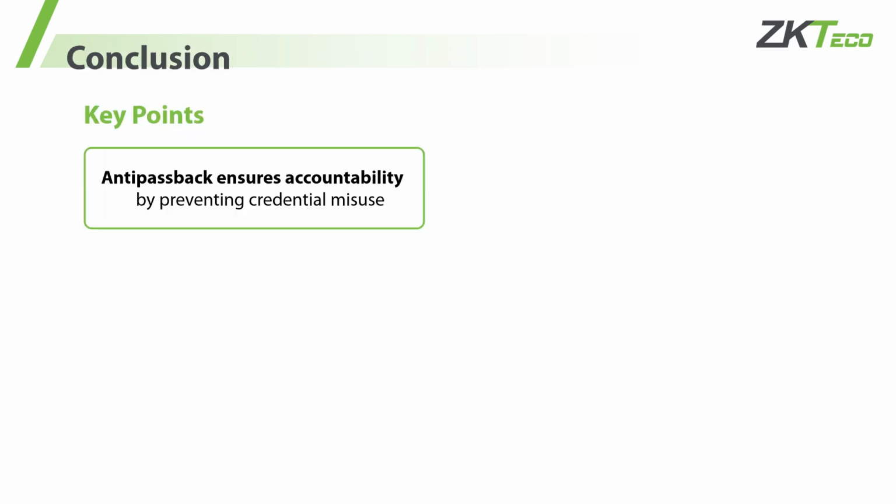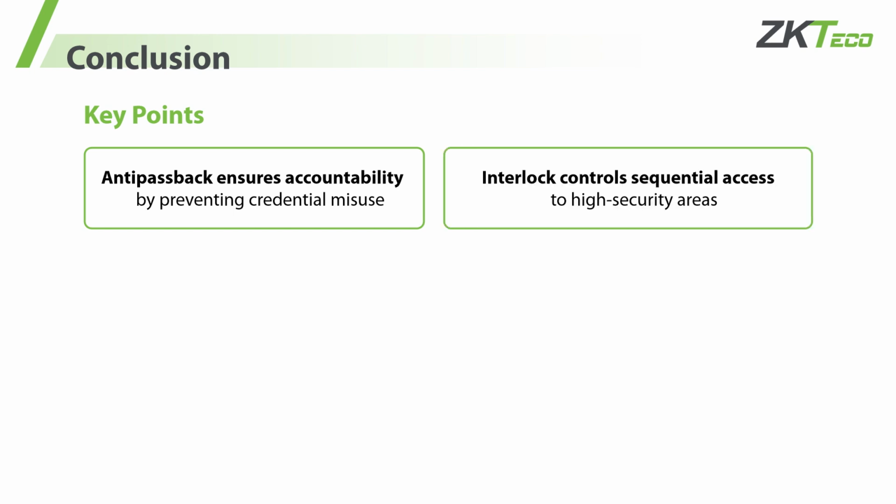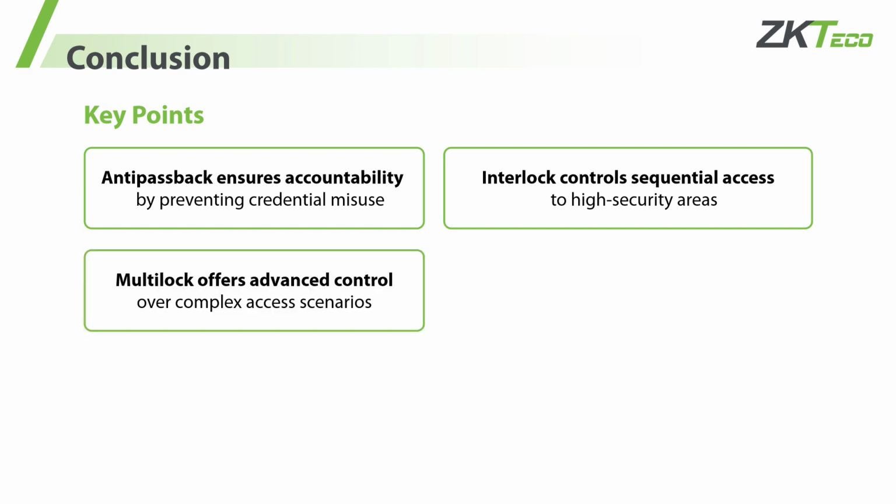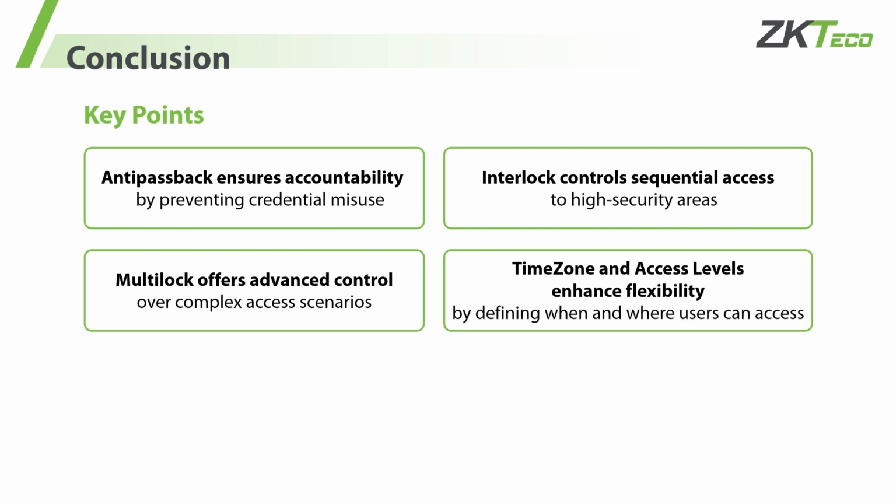Finally, let's summarize the key points of the whole section. Anti-passback ensures the implementation of user responsibilities by preventing the abuse of credentials. Interlock control controls the order of people entering high-security areas. Multi-locks provide advanced control methods for complex access scenarios. Time zones and access levels enhance system flexibility by defining when and where users can access.